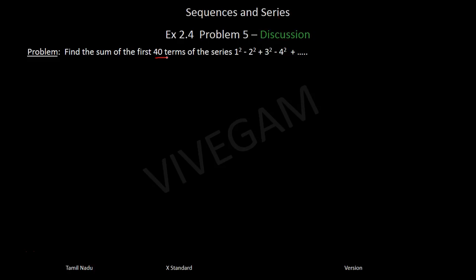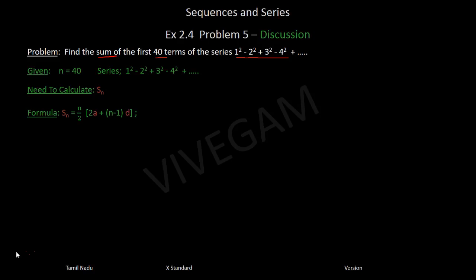There are 40 terms. They have not told us it is an arithmetic series, they just say series, so we need to calculate it. And this is the series which is given. We are asked to calculate the sum. So n equal to 40, and the series is 1 square minus 2 square plus 3 square minus 4 square. We are asked to calculate the sum, right?